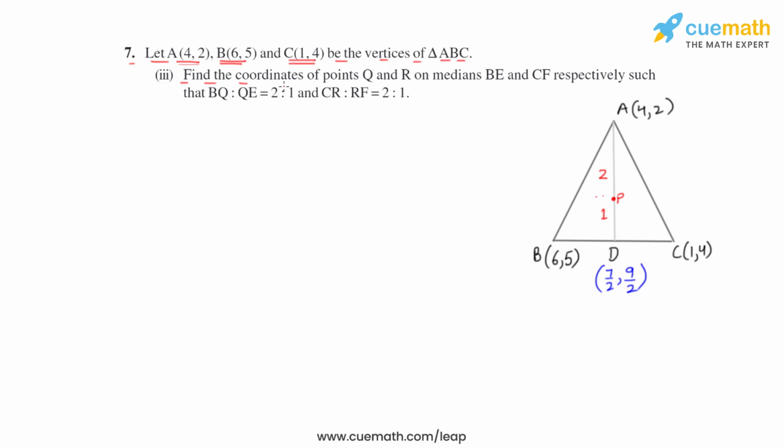Find the coordinates of points Q and R on the medians BE and CF respectively such that BQ:QE is 2:1 and CR:RF is also 2:1. So there are two medians, BE and CF.